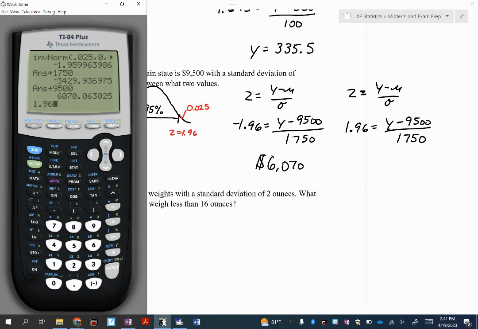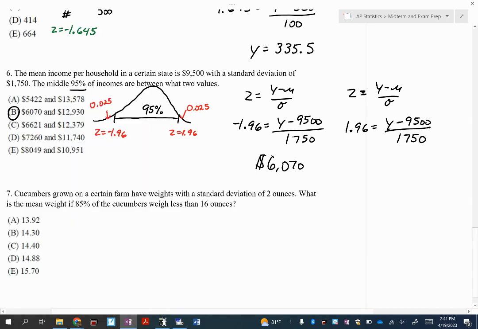I'll do the same thing for this one. 1.96 times 1,750 plus 9,500, which is 12,930.